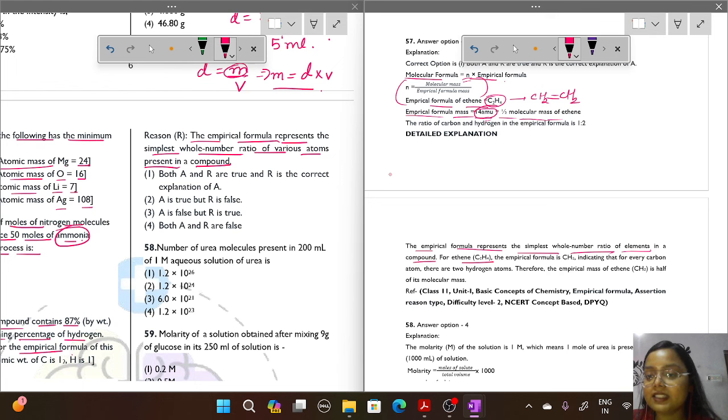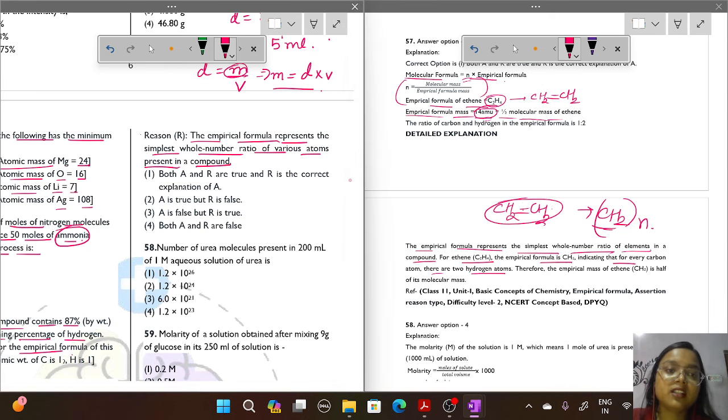If we consider ethene, the empirical formula is CH2, indicating that for every carbon atom there are two hydrogen atoms, right? For CH2, every carbon atom has two hydrogen atoms. So this will be the empirical formula. CH2 will be the empirical formula, and it is half its molecular mass. Okay, if we multiply it by 2, then it will be its molecular mass.